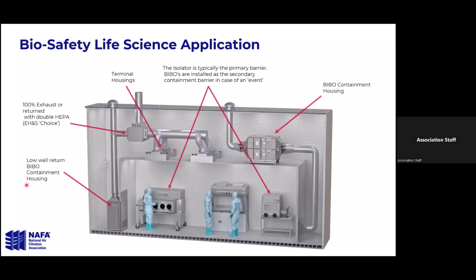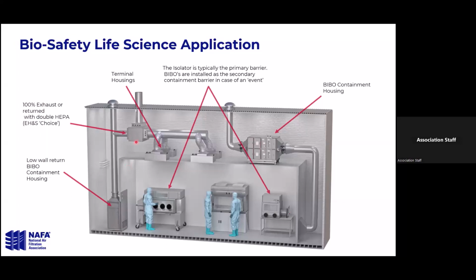So this is a layout of a biosafety life science application. You'll see in this rendering here, down there at the bottom, these isolators are typically going to be your primary barrier in this type of application. And then you'll have bag in, bag outs installed as a secondary containment barrier in case of an event. So if one of those isolators fails, you'll see there's a low wall return duct here going up to a bag in, bag out housing to be exhausted. Or you may have a low wall bag in, bag out containment housing in the wall that's exhausting.